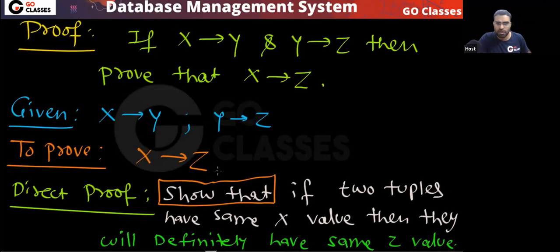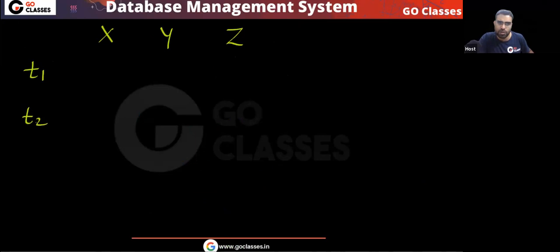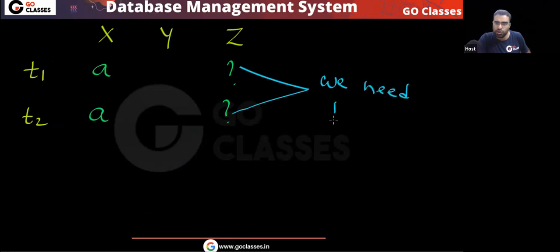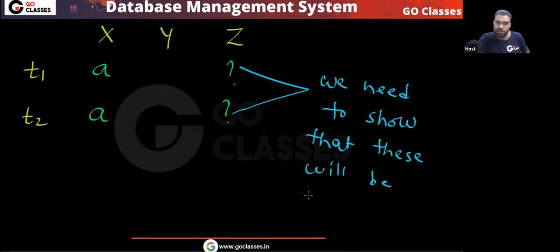We need to prove that, this is your X, this is your Y, this is your Z. If two tuples have the same X value, then they will have the same Z value. Take two tuples, T1 and T2, with the same X value. Now we need to show that these two Z values must be the same. Is this clear? This is what we need to prove.